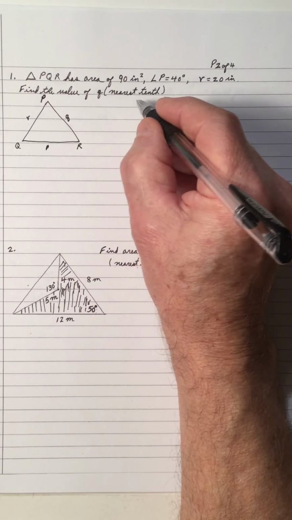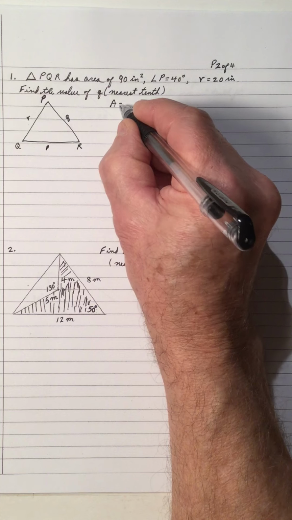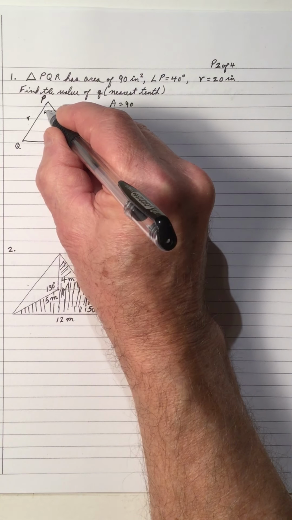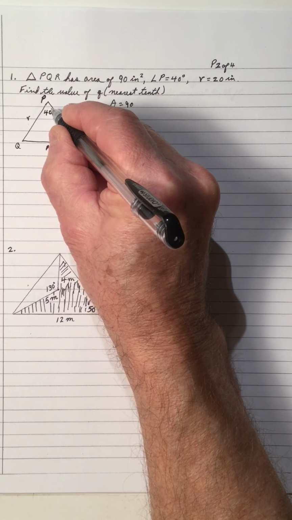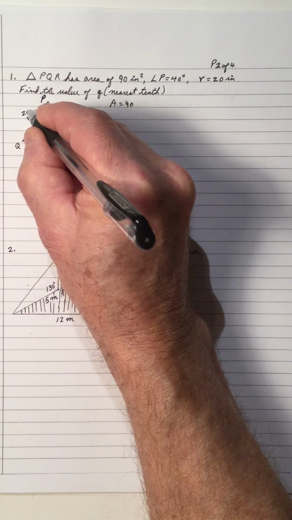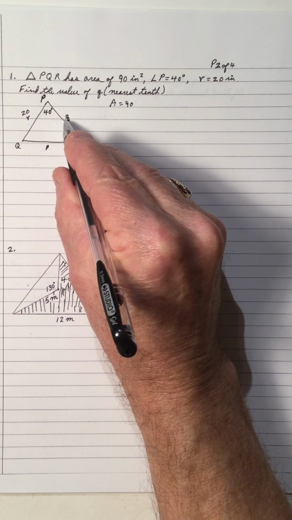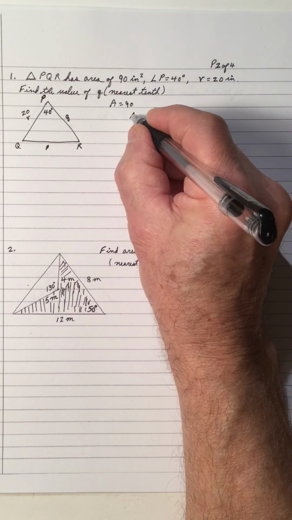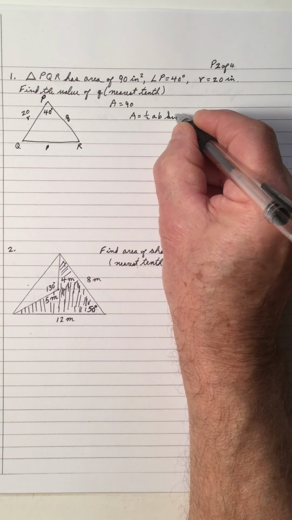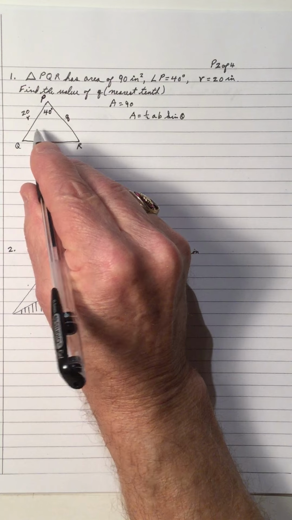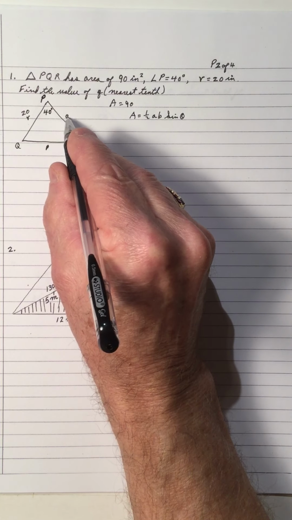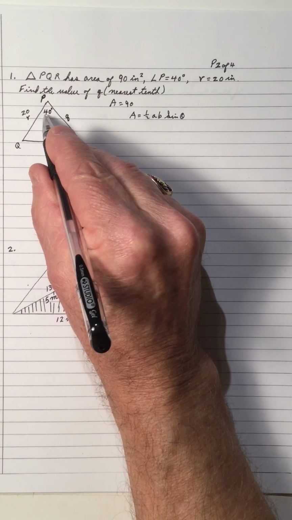So we have the area is 90. We have angle P is 40 degrees. We have small r, which is this one, which is 20. So we're asked to get q. The formula for the area of a triangle is half ab sine theta, because it has two sides. I have 20, I need q, I have the area, and I have the angle.